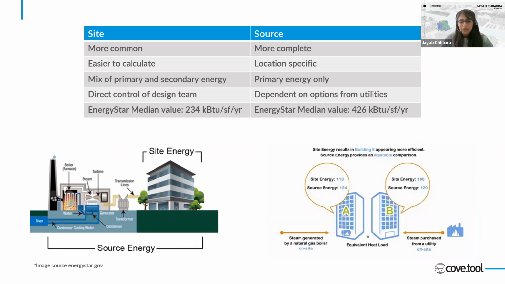Now, there's an argument for using source that it's more complete and is location specific, which is true. And also it converts everything to primary energy only, which makes it more equitable to compare. Now, a good argument for using site versus source is that zero site energy is equal to zero source energy. That means once you get to nothing for site, they will equal each other. So they work out in that way.